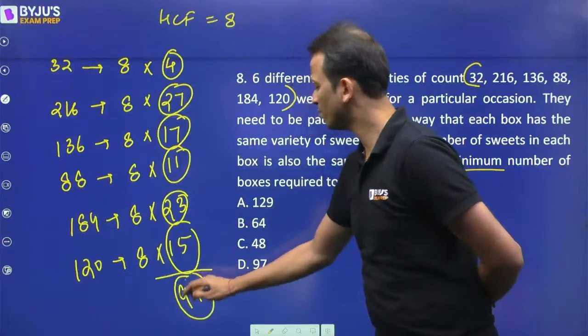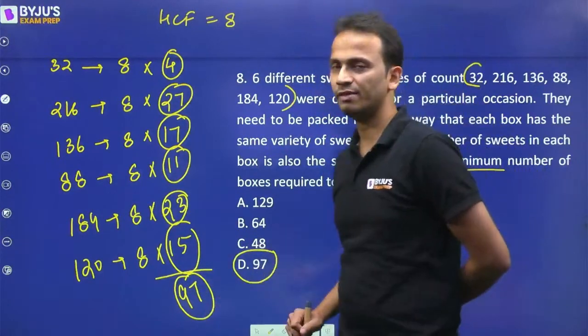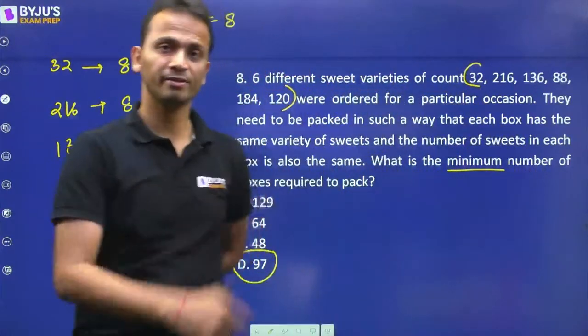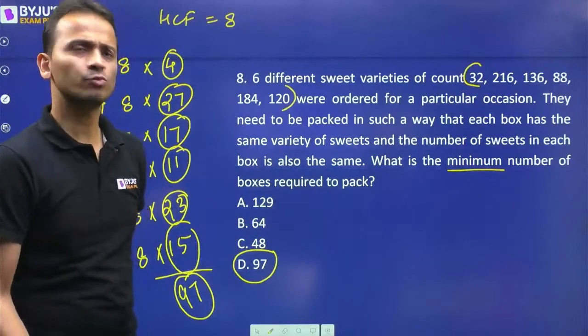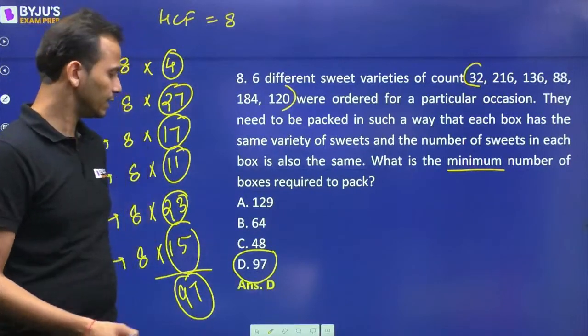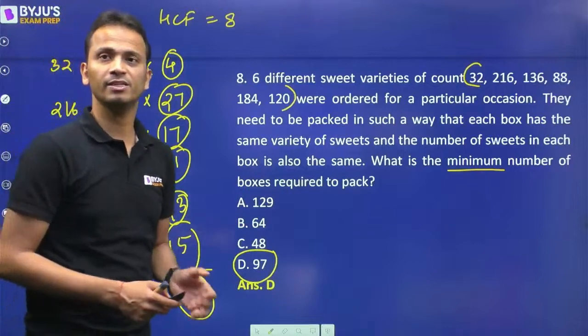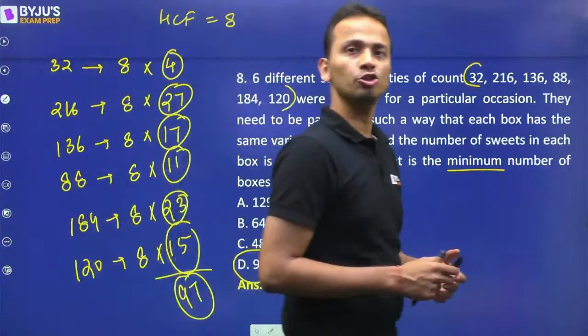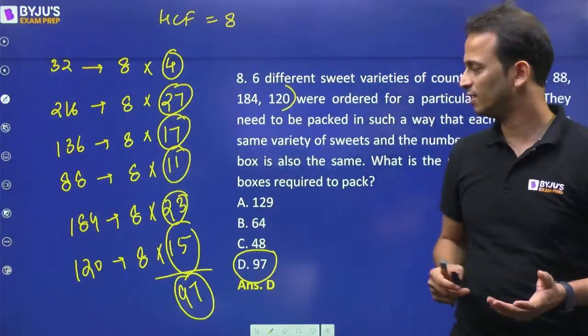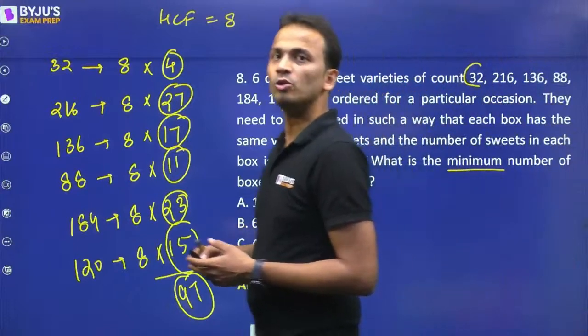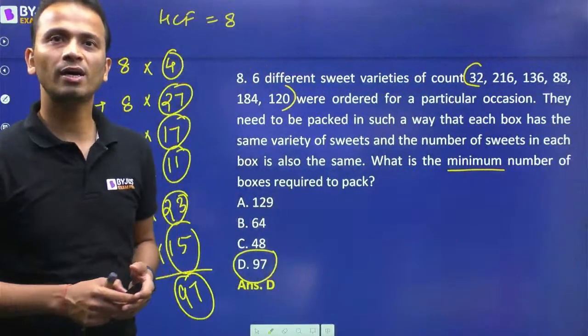So the minimum number of boxes required will be 97 if I want to do this thing. Okay, so 97, which option is that? Option D is the correct answer. Yes, it is the correct answer. Nidhi and Kushagra have given the correct answers. Nice, good. So 97, not 129.